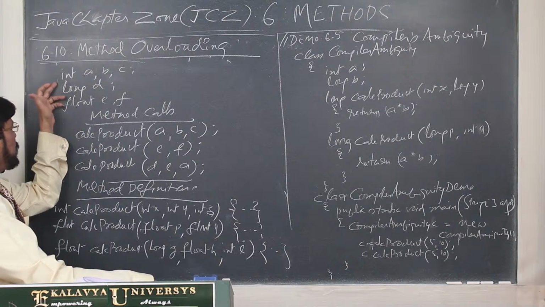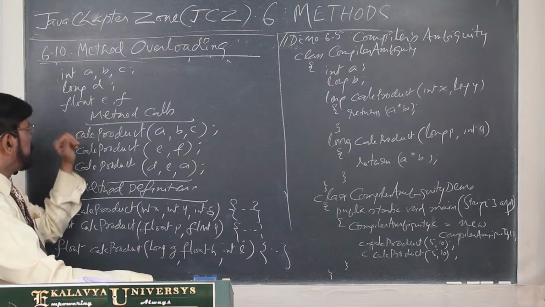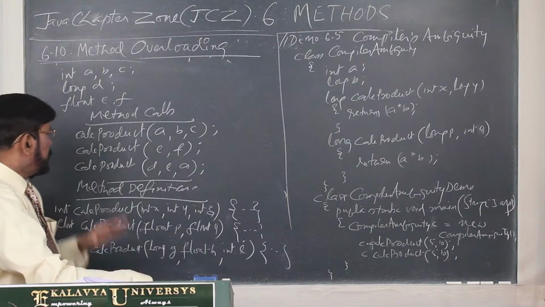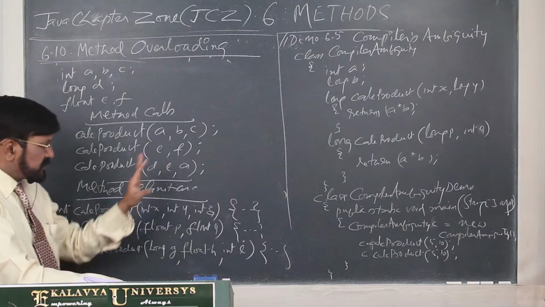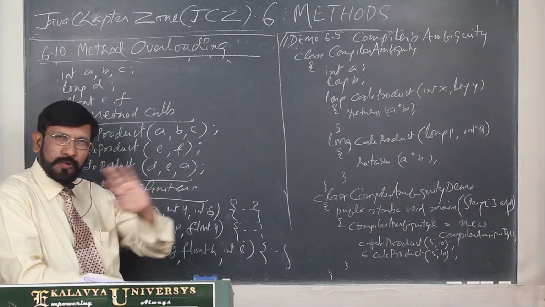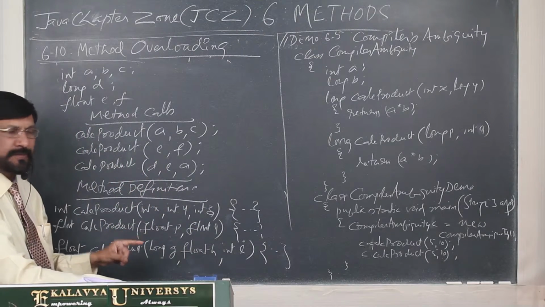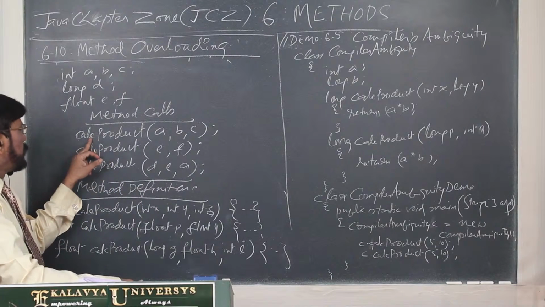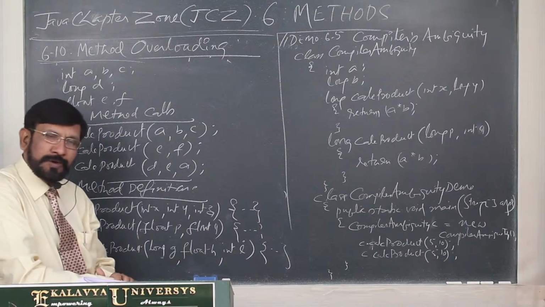Now you see, here int a, b, c I am defining, long d we are defining, float e and f we are defining. Here, 3 method calls I am making. Just a segment of code I am giving. Don't bother about object orientation and all that. You have to understand this concept. That's why I am giving only the relevant code here. So calculate product, all calculate products only.